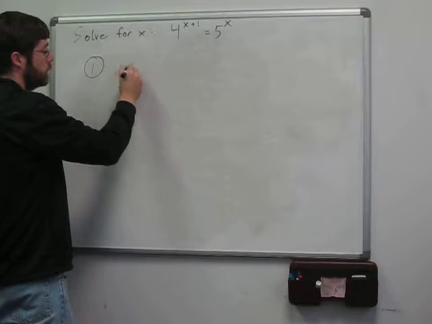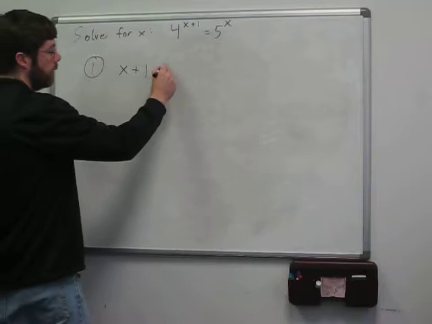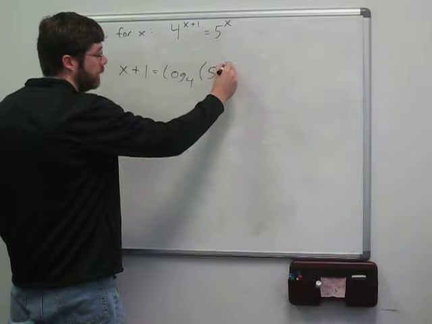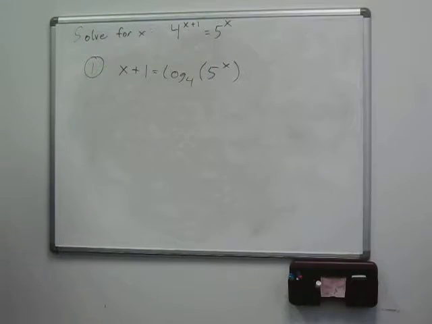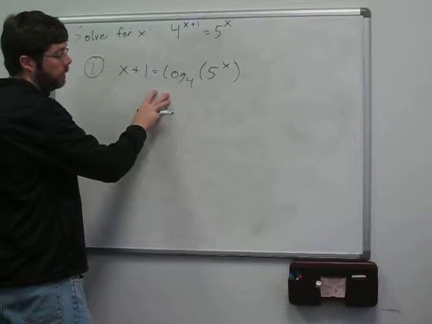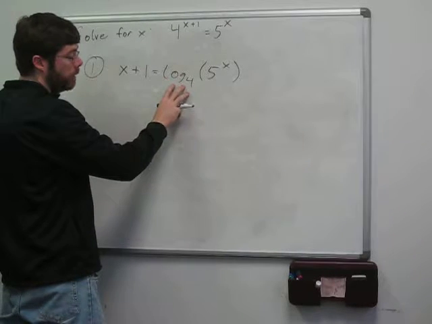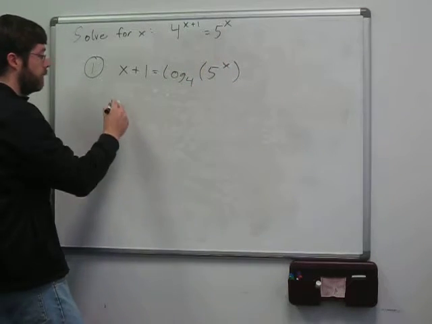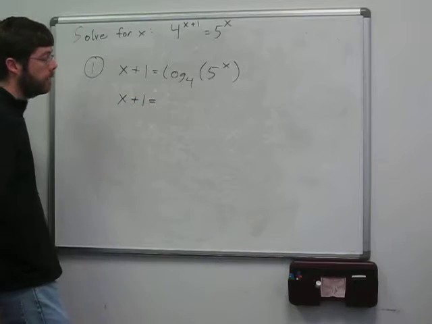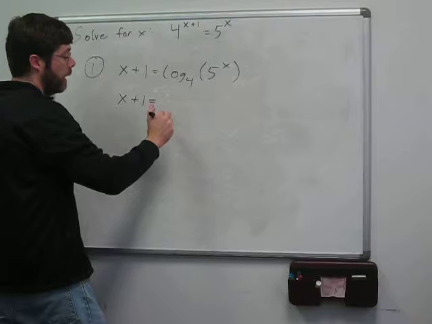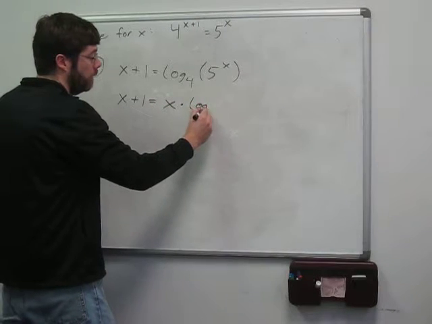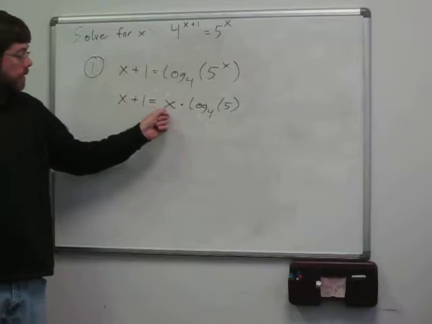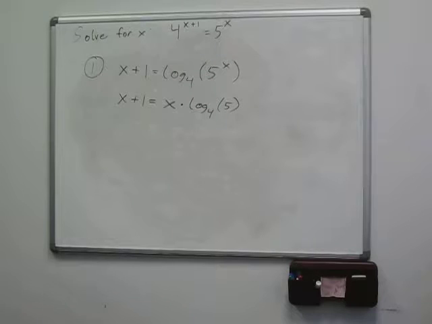So x plus 1 is the power that we raise 4 in order to get 5 to the x. Here, when I write it in logarithmic form, we notice that we're taking the logarithm of something to an unknown power. I would like to get that unknown out of that power, and a property of logarithms allows me to bring the x down in front and multiply by the logarithm. So we have x plus 1 is equal to x times log base 4 of 5.